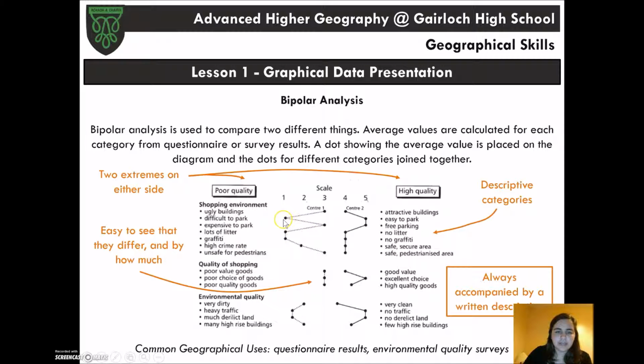So it's easy to see that in terms of parking, Centre 1 is a 1 and Centre 2 is a 5. So that's really, really different. Whereas we've got some, for example, the value of goods, that's quite similar, and we can see that Centre 1 generally has a much poorer quality than Centre 2 overall. You might get some crossing in some results. Common geographical uses: if we're doing questionnaires and it's got different sort of polarised answers, great. And also for environmental quality surveys, which you're familiar with, having used them before.